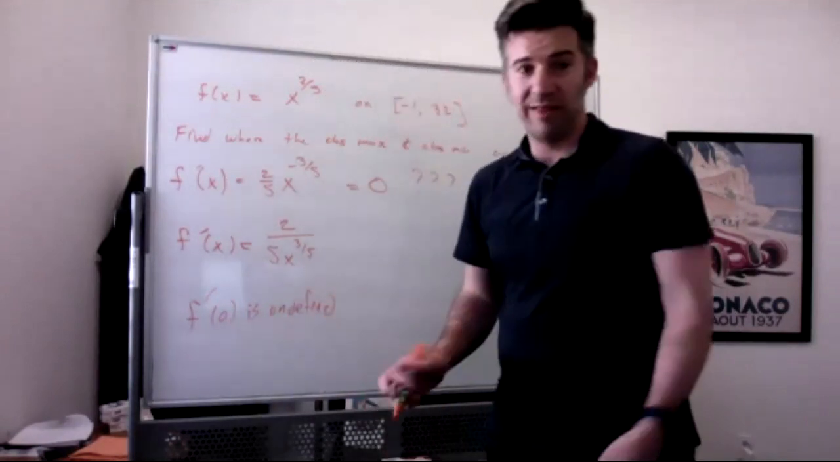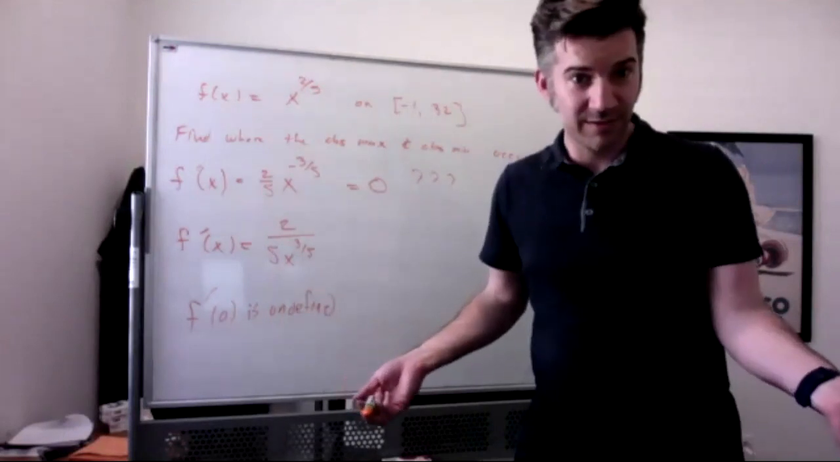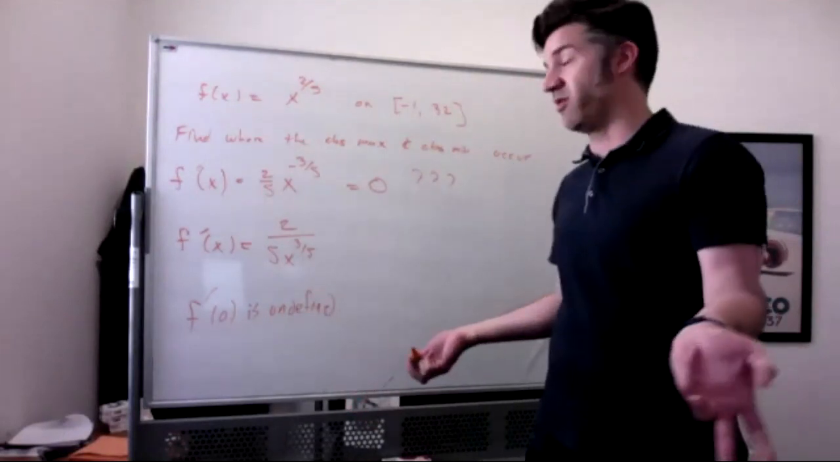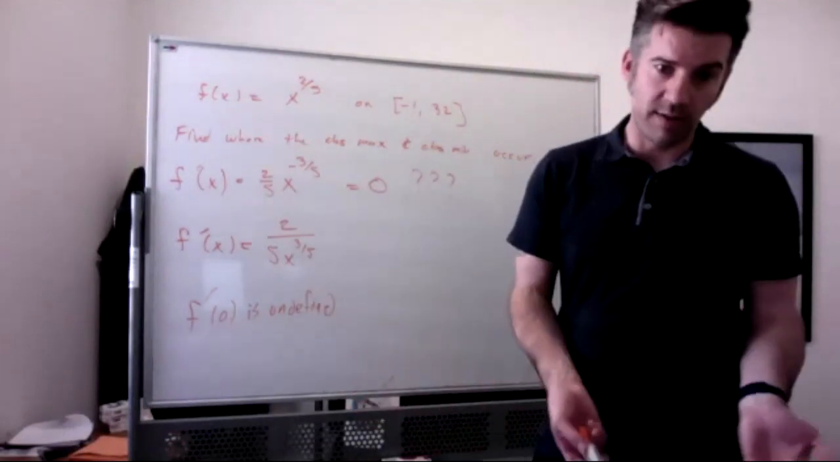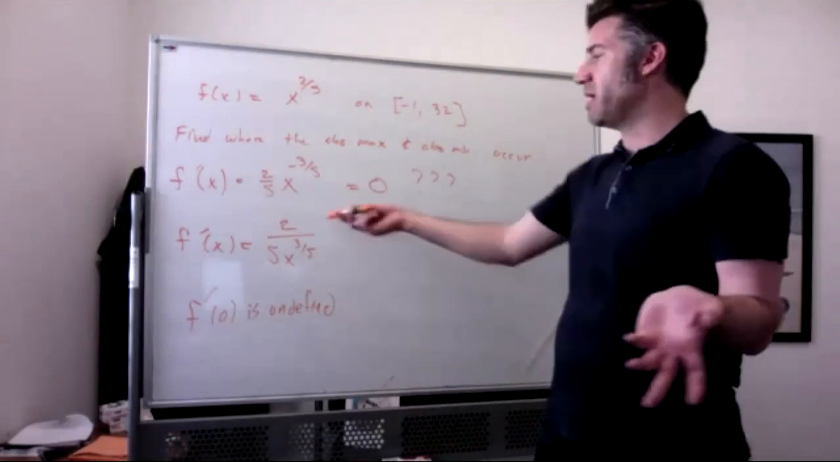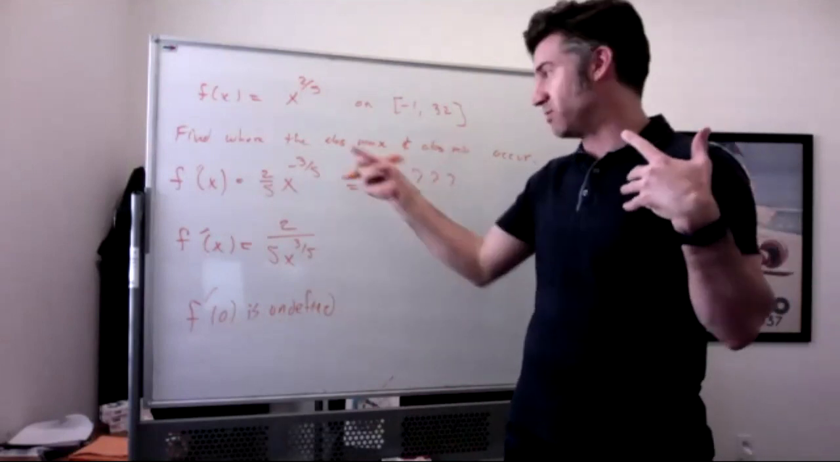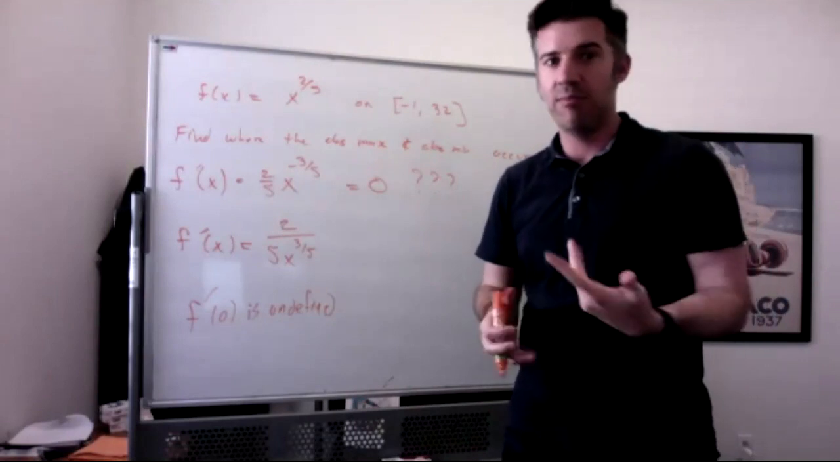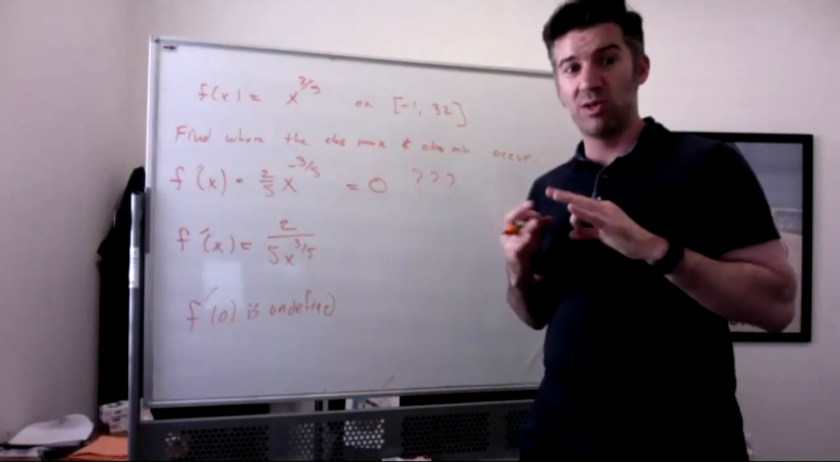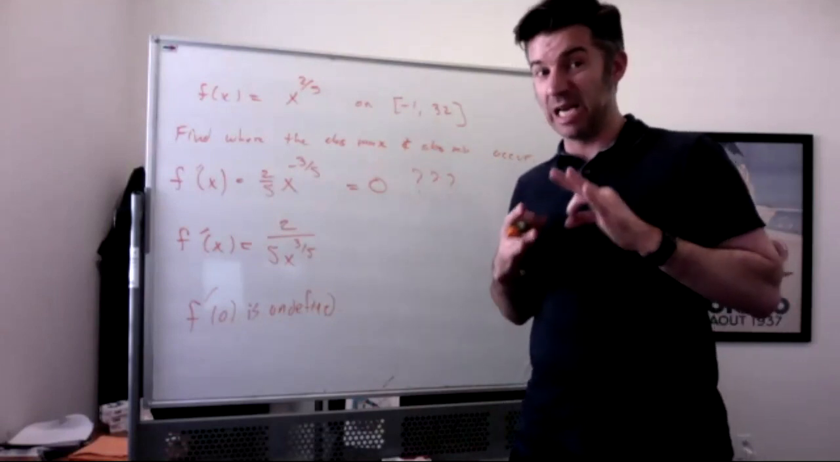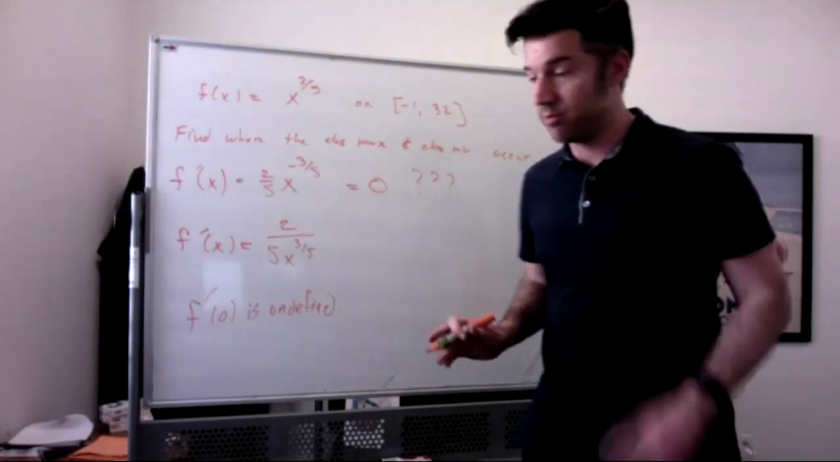However, that still means it's a critical point, right? We want to find places where the derivative is either 0 or undefined. So usually, even if you make this kind of error of thinking it gives you 0, you're usually pretty safe. But just be aware, right? 0 to a negative power is undefined. It's not equal to 0.